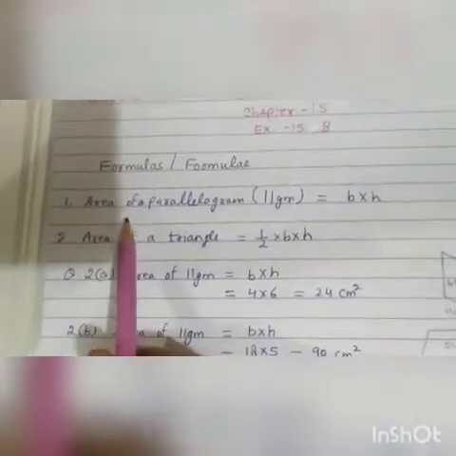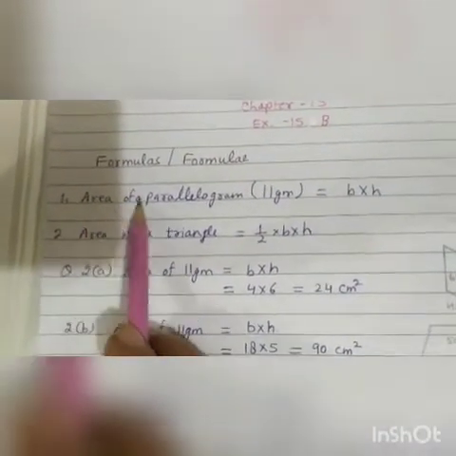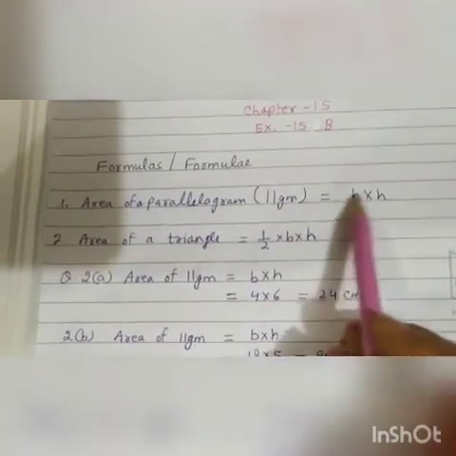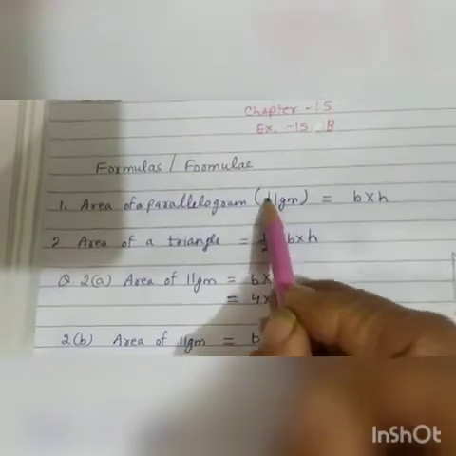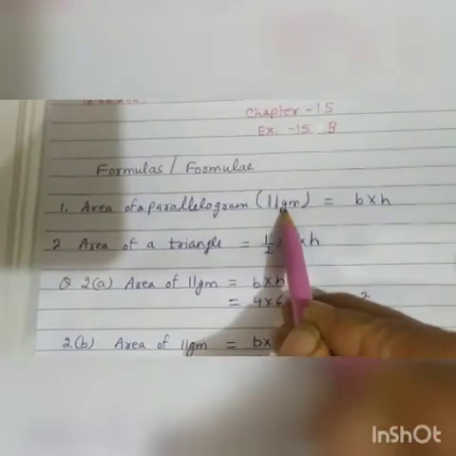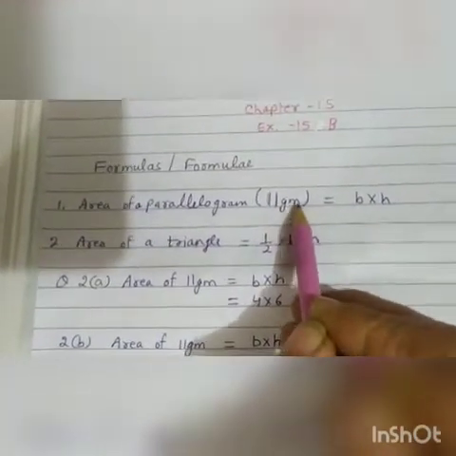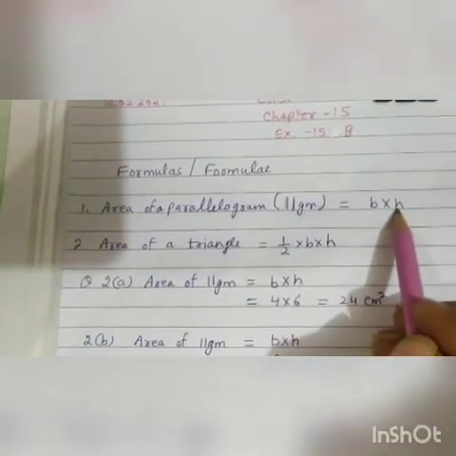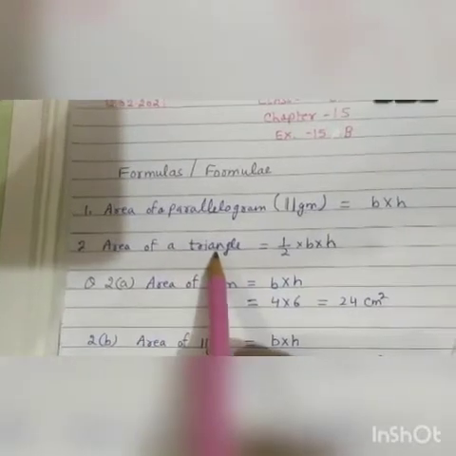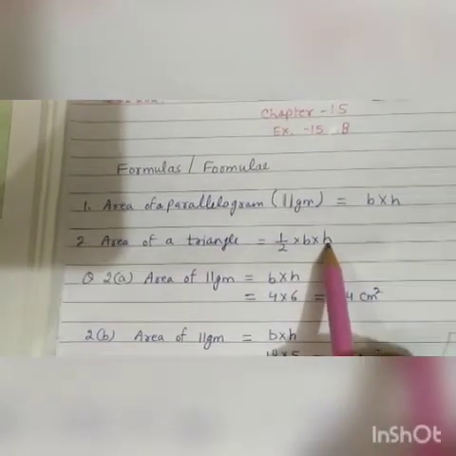See here. I have written two formulas. Area of parallelogram is equal to base into height. This is the short form to write parallelogram. This is the sign for parallel lines and gm, gram, parallelogram. Area of parallelogram is equal to base into height. Area of a triangle is equal to 1 upon 2 base into height.